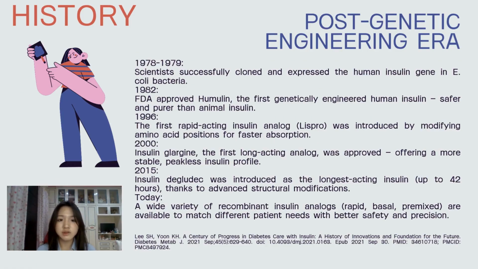Now we're going to the post-genetic engineering era. From 1978 to 1979, scientists successfully cloned and expressed the human insulin gene in E. coli bacteria. In 1982, FDA approved Humulin, the first genetically engineered human insulin, safer and purer than the animal insulin.